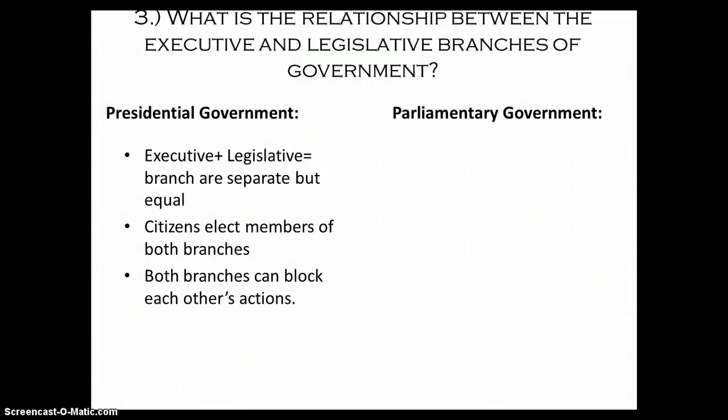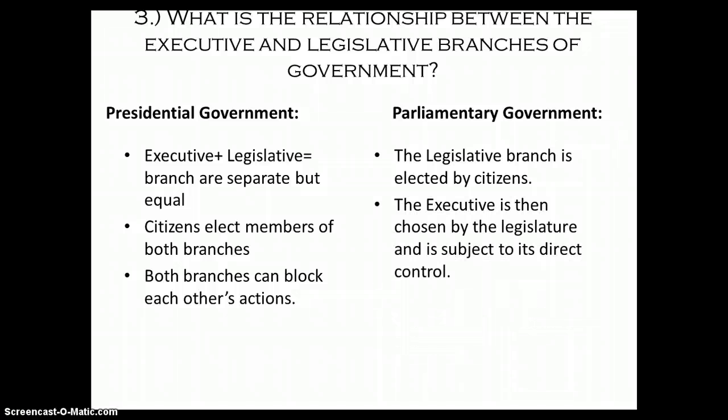Now, a different form of government that has a different relationship between the executive and legislative branch is parliamentary. This is where the legislative branch is elected by citizens. So that's similar to a presidential government, where we as citizens would go and elect legislators. However, the key difference here in terms of the relationship between the two is that the executive is then chosen by the legislature and is subject to its direct control.